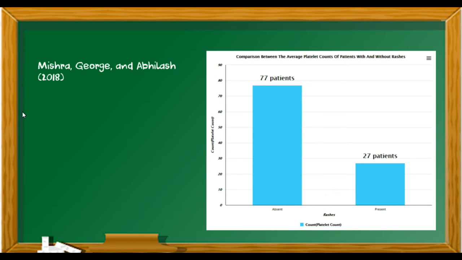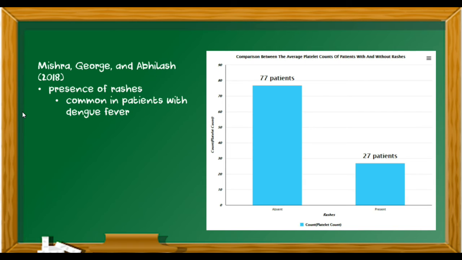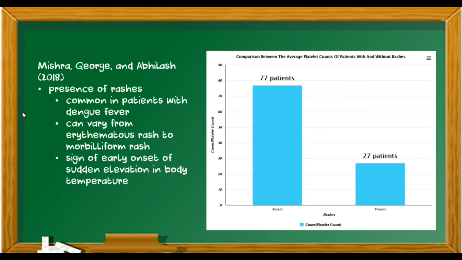According to Mishra, George, and Abhilash 2018, the presence of rashes is common in patients with dengue fever, and it can vary from erythematous rash to morbilliform rash. In addition, presence of skin rash in the early onset of sudden elevation in body temperature can assist with making the diagnosis of dengue fever. Adult patients with skin rash can develop worsening thrombocytopenia, which is a condition where you have low platelet count.